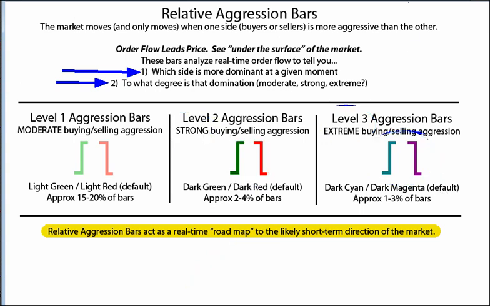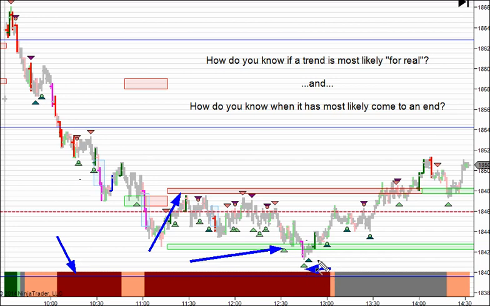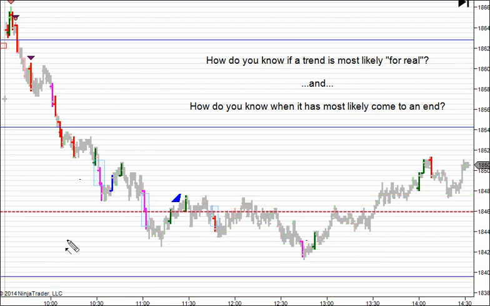So what I'm going to do here again is take off the filter, take off these resistance and support zones, take off the deceleration triangles, and just leave on the aggression bars. Hold on one second. Okay, so all I've done is leave on the level 2 or strong buying and selling aggression bars, and the level 3 buying and selling aggression bars, as well as the high velocity moves, which are these boxes here.